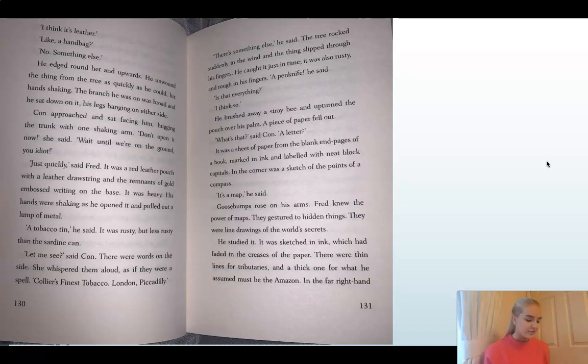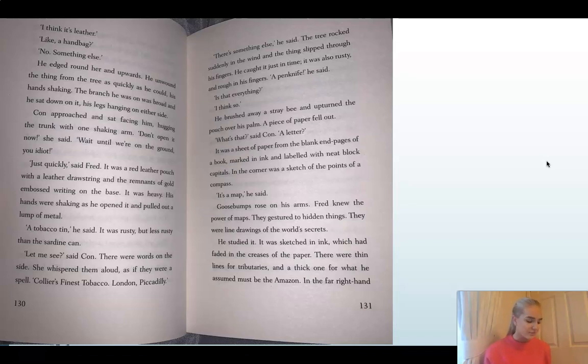Just quickly, said Fred. It was a red leather pouch with leather drawstring and the remnants of gold embossed writing on the base. So it's a red leather pouch, but I wonder what is in the pouch. Do you have any ideas?